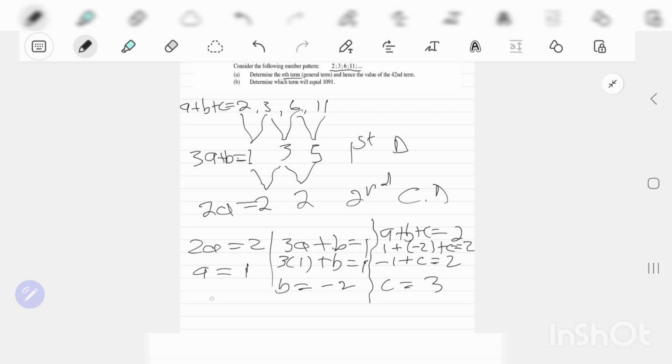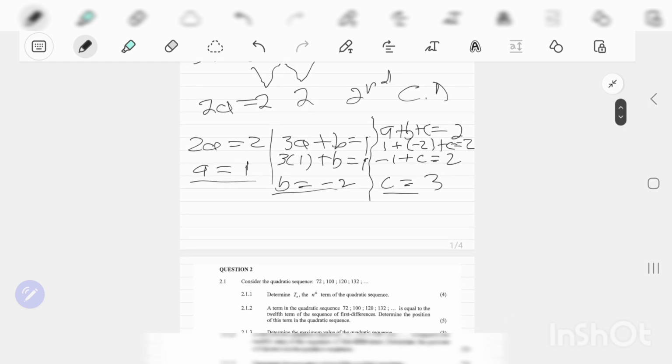So can you see, good now? I managed to get my value of what? Of A, my B, and my C. So this means now it's a matter of just substitution. Remember, my general term is given by AN squared, you'll pardon my writing, people, AN squared plus BN plus C.